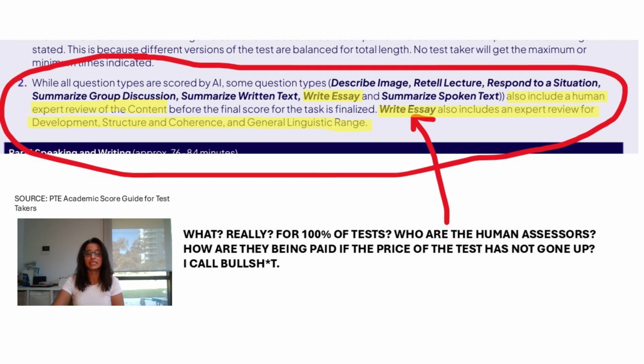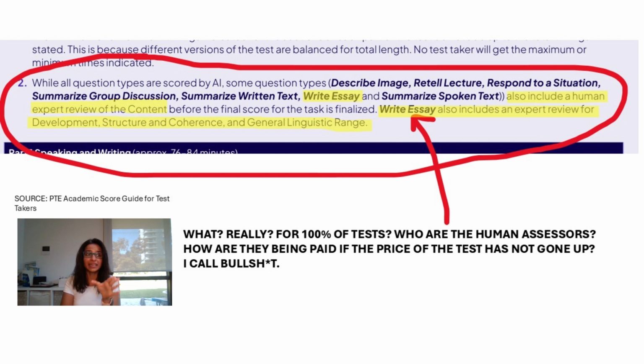Okay, so let's take a look at the score guide for test takers, the latest one. Let's read it together. While all question types are scored by AI, some question types, such as describe image, retell lecture, respond to a situation, summarize group discussion, summarize written text, and write essay, summarize spoken text, so 7 questions, will also include a human expert review of content. Write essay, however, includes an expert review for development, structure and coherence, and general linguistic range. So those 2 other aspects.